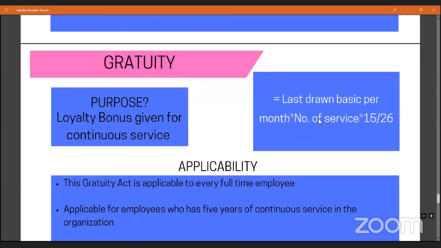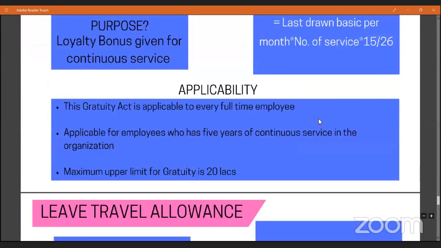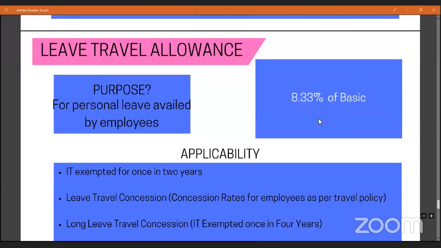Right? So next, let us talk about leave travel allowance. Let us talk about leave travel allowance. Imagine this is one of the last compliances for that concern. It is one of the last parameters for that concern.